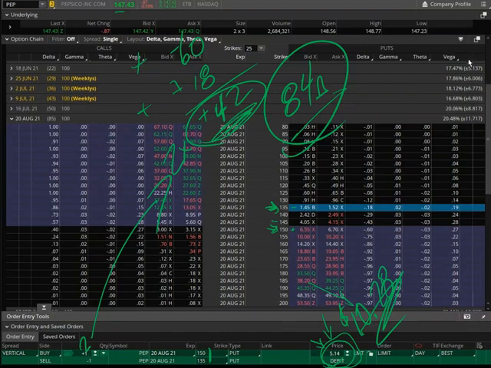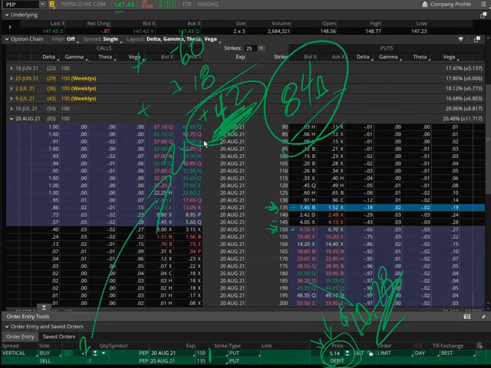Isn't it the same deltas regardless of number of contracts? Yes and no. It is the same number of deltas in the sense of this, but for every dollar the underlying goes up, each one is going to increase by 42. But what I'm saying here is the overall position.